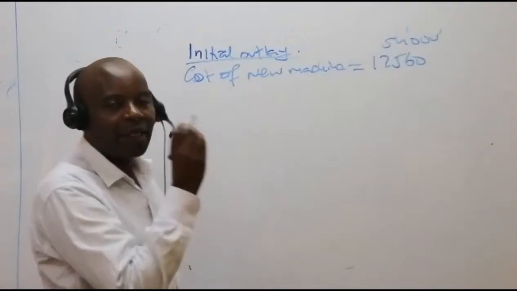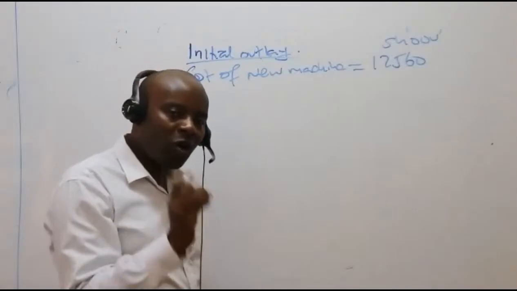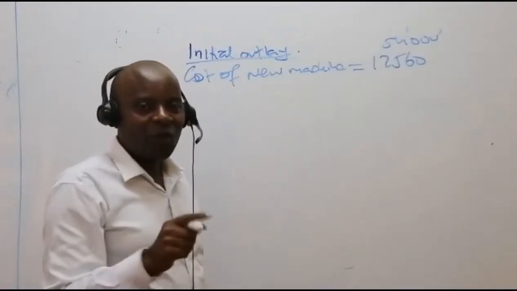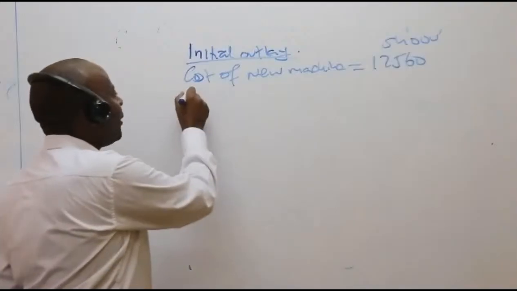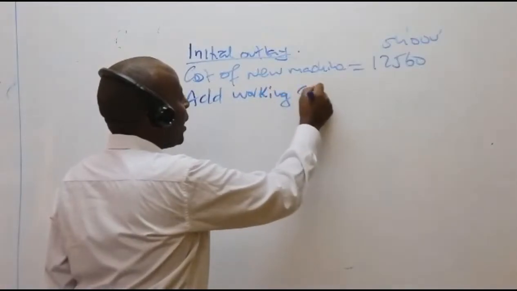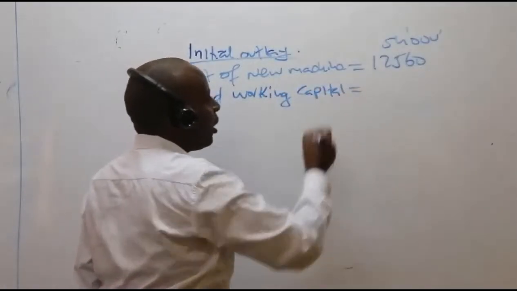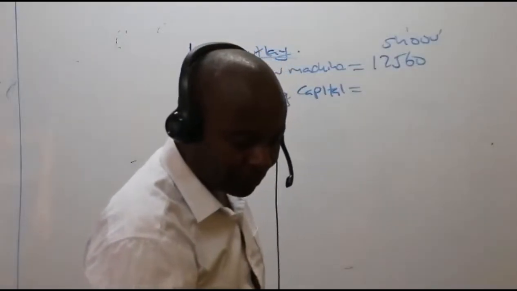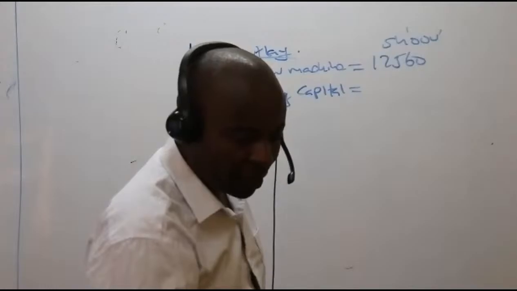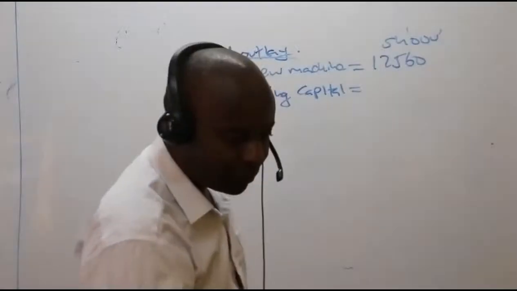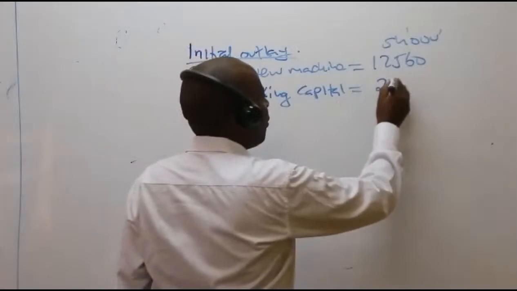Now from there we've seen the concept of what? We've seen the concept of working capital. This machine is not coming to run itself. There is working capital. So in this case here, add working capital. Working capital of how much? Of 2,600. There is an additional working capital of 2,600. Thank you. Working capital of 2,600.